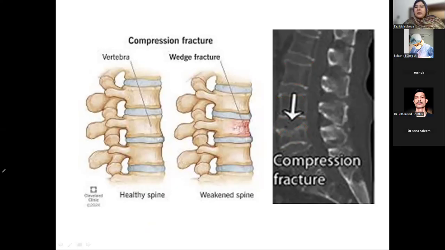Okay, can I ask what is the vertebral level? ये फ्रैक्चर किस लेवल का है? कौन सी वर्टिब्रा है? मैडम L4 vertebral body. ओके, L4 क्यों?